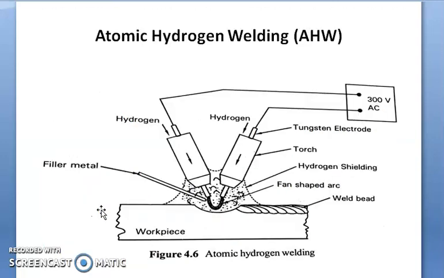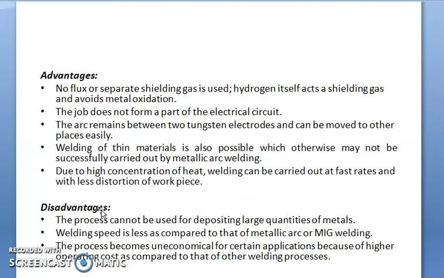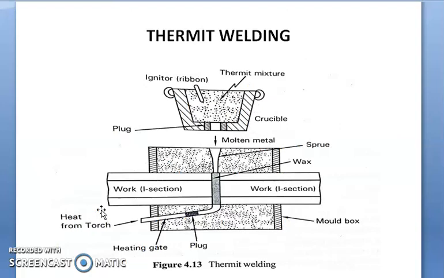Next we go through the second one, that is the thermit welding process. Here we use casting and foundry practice for welding the two components. Our workpieces are held between two molding boxes, a cope and drag, and rammed properly, and here we maintain some distance to flow the thermit mixture. Above we have the crucible.